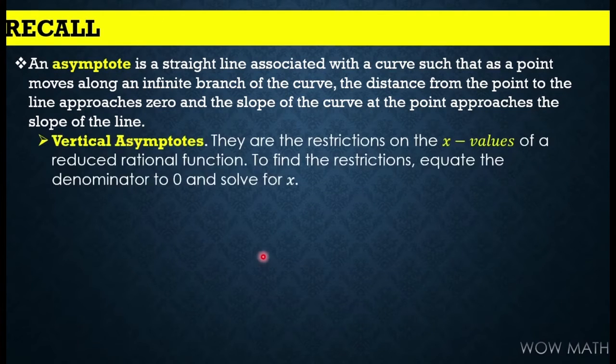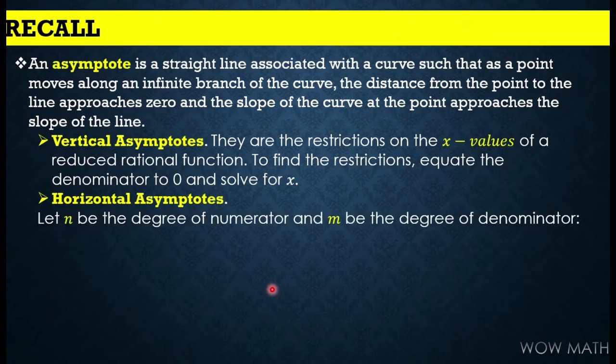Vertical asymptotes are the restrictions on the x values of a reduced rational function. To find the restrictions, equate the denominator to 0 and solve for x. Horizontal asymptotes: let n be the degree of the numerator and m be the degree of the denominator. If the degree of the numerator is less than the degree of the denominator, y is equal to 0.